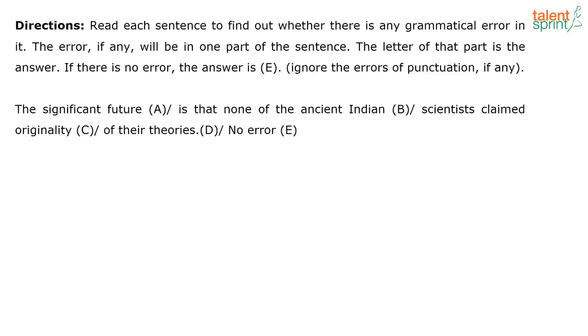Were you able to identify the error in this question? The significant feature is that none of the ancient Indian scientists claimed originality of their theories. If you pay attention, the context is talking about some important thing, the significant something. What was that significant? None of the ancient Indian scientists claimed originality of their theories. So whatever is explained in the context, is it a future or a feature? Incorrect word choice, right? This is something again that you will clearly overlook if you don't understand the meaning of the context. The error is in part A.